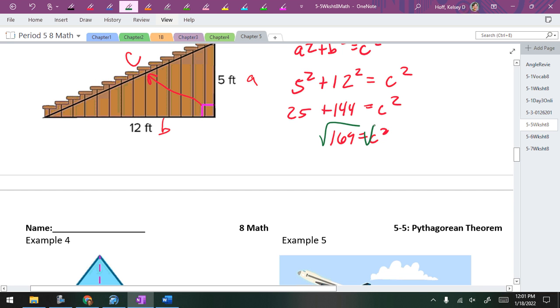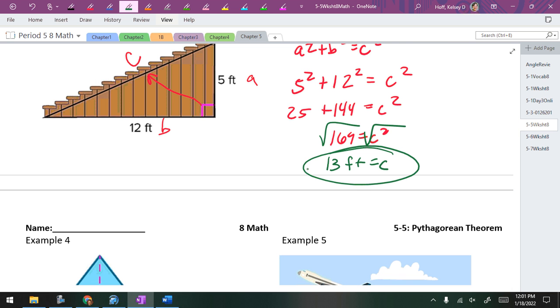What'd you get for C? 13 feet. Stand true to the hypotenuse being the longest? Yes. Thank me later. We're going to skip example 4. Example 5 with the airplane.